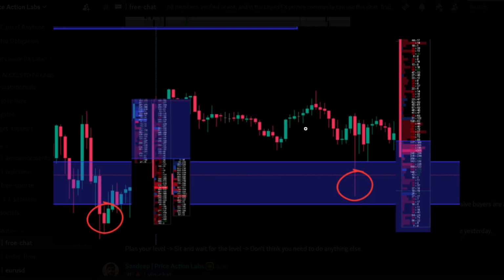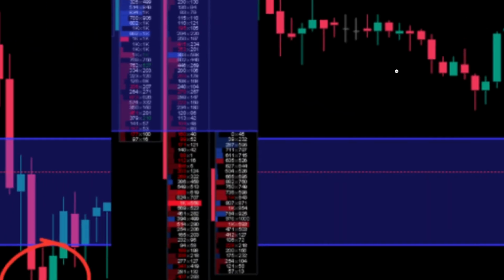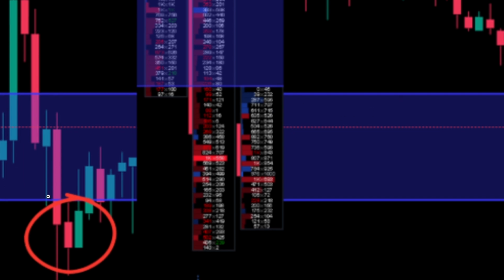Now, this is where the footprint charts come into play. When we break this down, I want to just introduce traders to how footprint charts actually work. The way footprint charts work is you have 2 numbers inside of a candle.